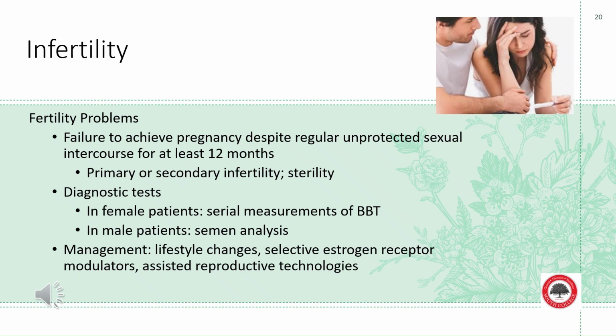The average 20 to 30-year-old American couple has intercourse 1 to 3 times a week, a frequency that should be sufficient to achieve pregnancy if all other factors are satisfactory. Primary infertility occurs in about 1 of 12 couples, or 8.3%. Failure to achieve pregnancy despite regular unprotected sexual intercourse for at least 12 months is primary or secondary infertility.